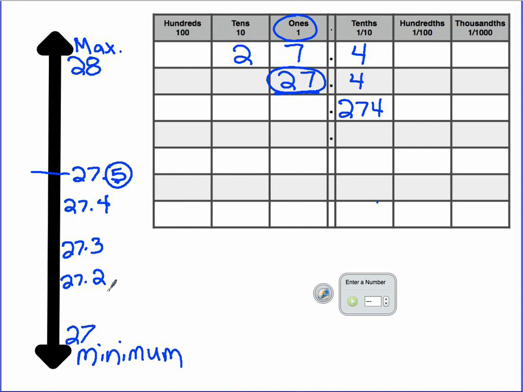Yeah, you're right. 27 and 2/10. And what do you think the number below that would be? 27 and 1/10. And what would be the bottom number? 27 and no tenths, right? So if we start at 27 and 0/10, and then we go all the way up to 27 and 5/10, what do you think's above 27 and 5/10? 27 and 6/10.